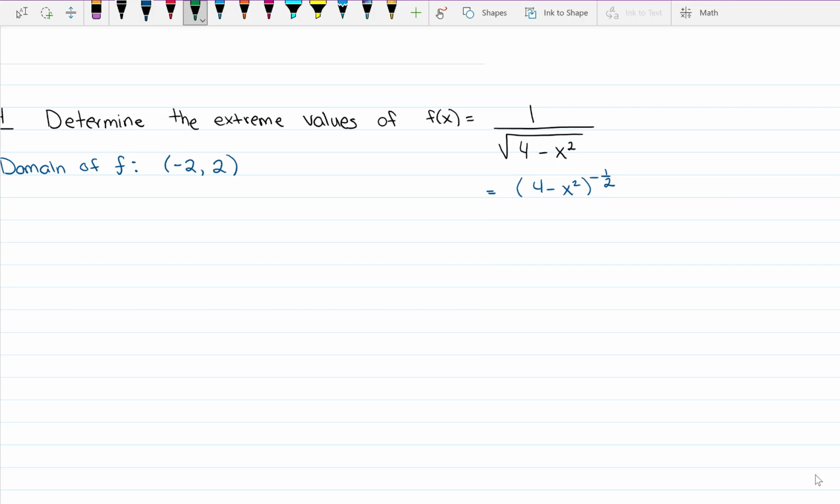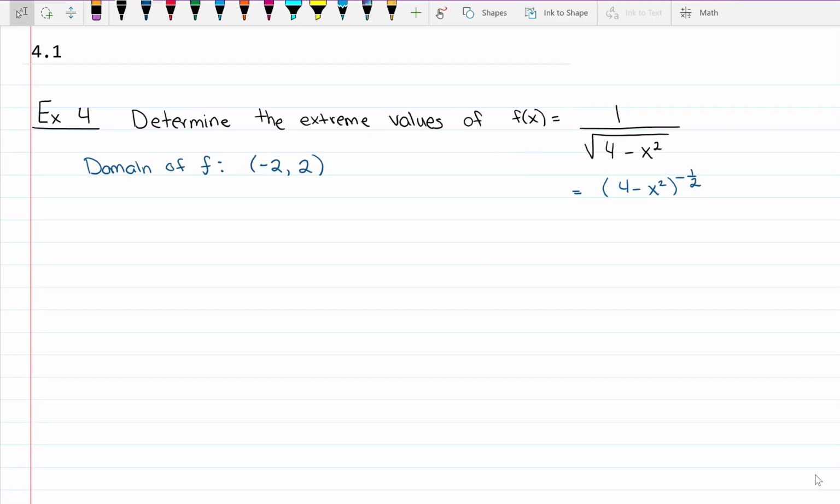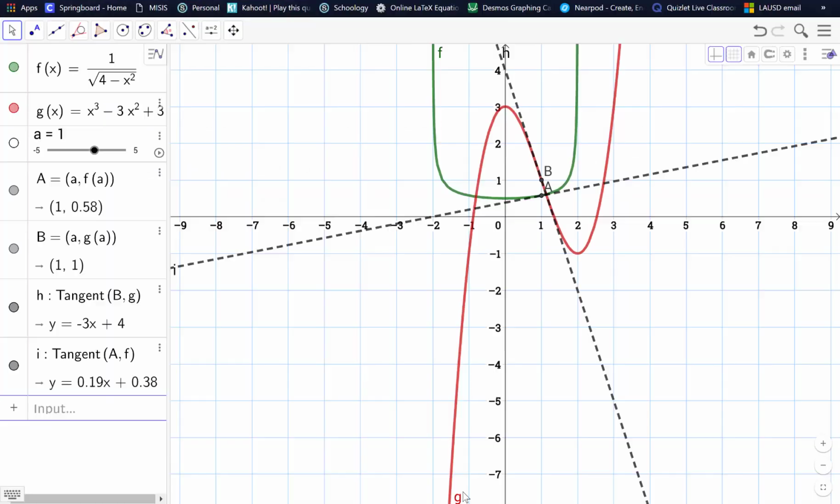Okay, so this is a complicated looking function. Off the top of my head, I'm not really sure what it looks like. So this is what I recommend: look at the graph. You can put that on your calculator. I'm going to go ahead and pull it up here on GeoGebra.